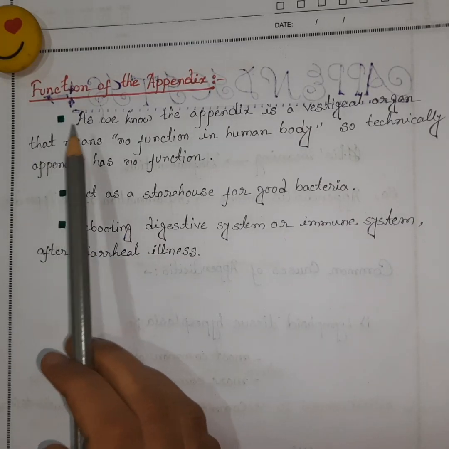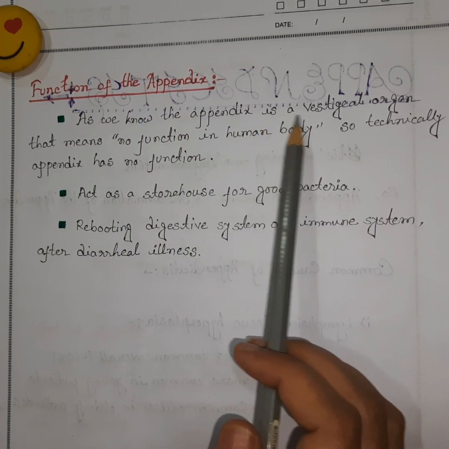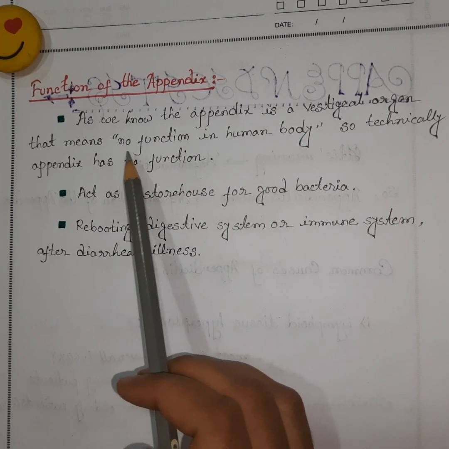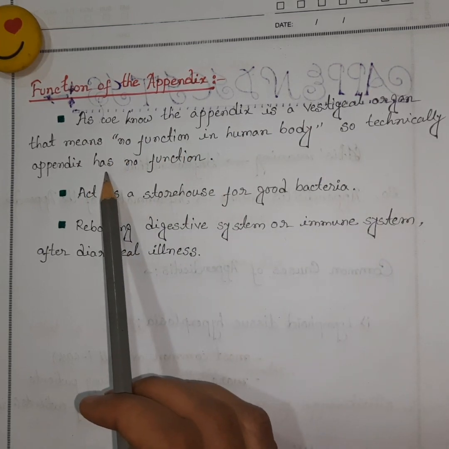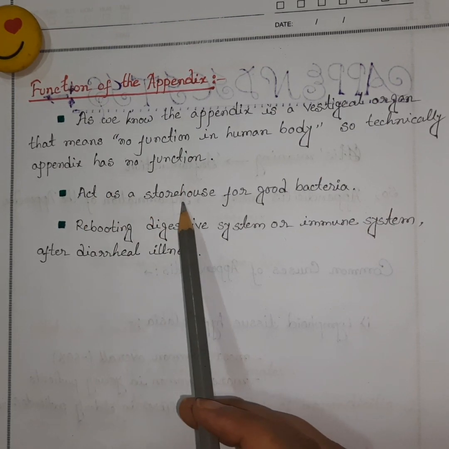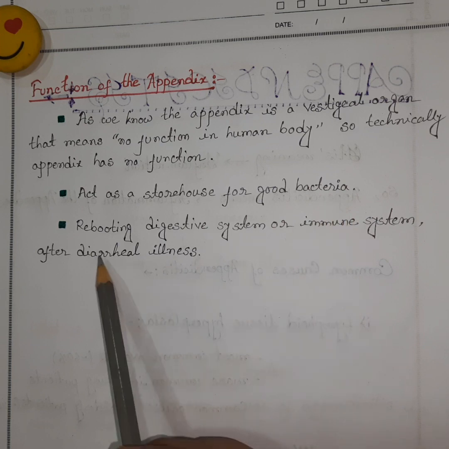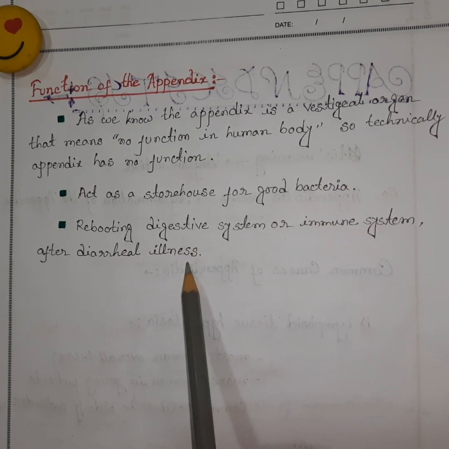Now we talk about the function of the appendix. As we know, the appendix is a vestigial organ, which means it has no function in the human body. So technically, the appendix has no function. However, the appendix acts as a storehouse for good bacteria and helps reboot the digestive and immune system after a diarrheal illness.